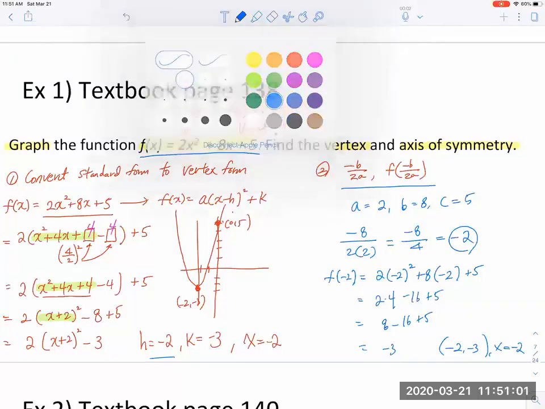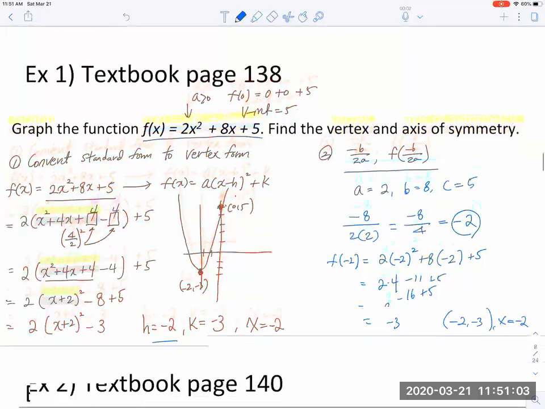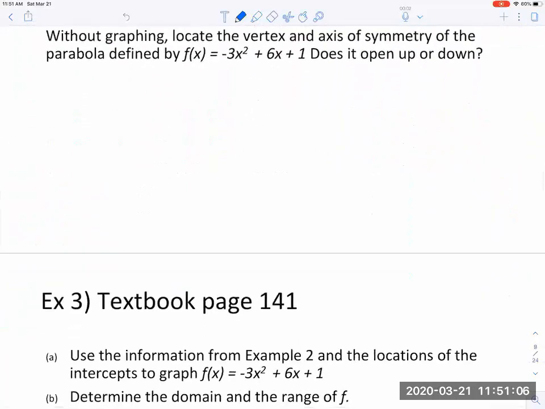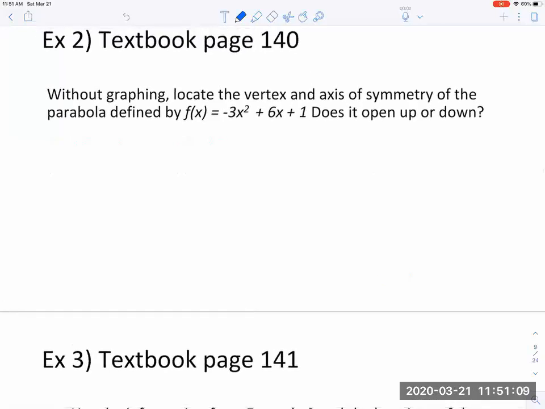Okay? All right. So let's keep going to the next question. Without graphing, locate the vertex and axis of symmetry of the parabola defined by f of x equals -3x squared plus 6x plus 1. Does it open upward or downward? The leading coefficient is already negative, so you're going to have a downward shape. And then you are going to have a maximum point, but they want you to find the vertex. What is your maximum point?